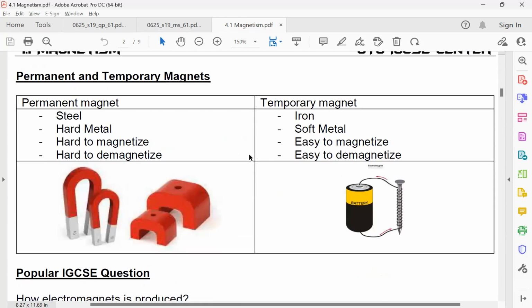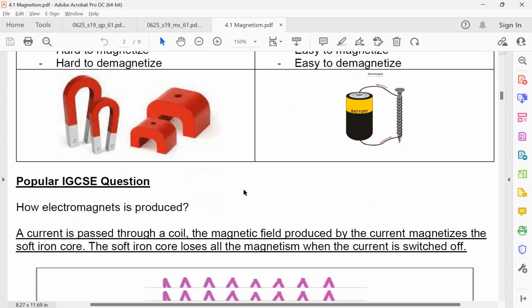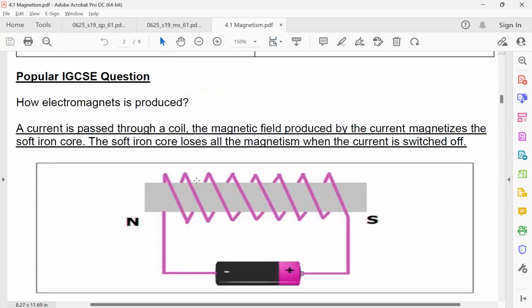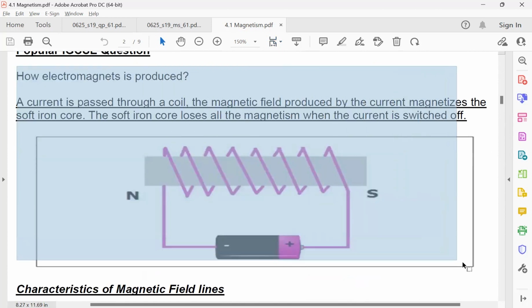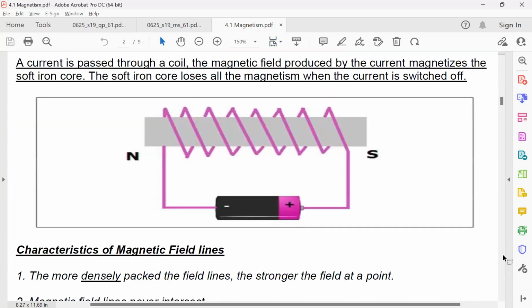Okay, then this part is important. This part here, we're basically going to learn about permanent and temporary magnets. Permanent magnets are usually made of steel, whereas temporary magnets are made of iron. I'll go into more detail about that later on. Then, after that, we're also going to learn about this. This is extremely important. This part here always comes out in paper 2, right? This part here always comes out in paper 4. Okay, this here is what we call an electromagnet.